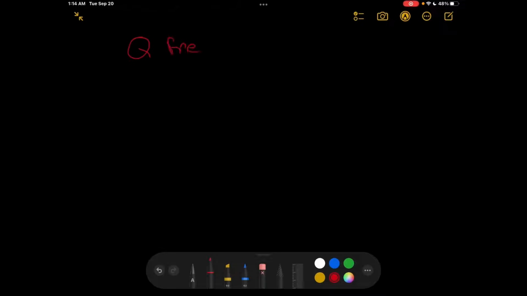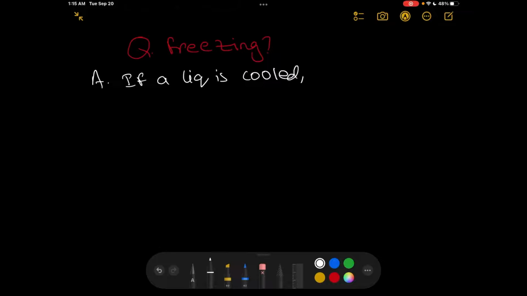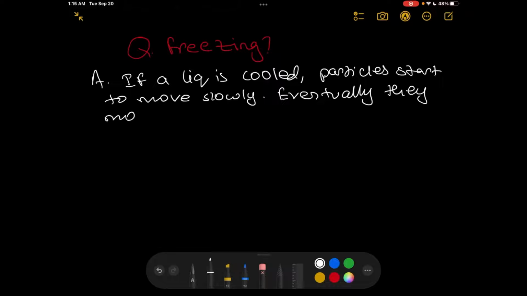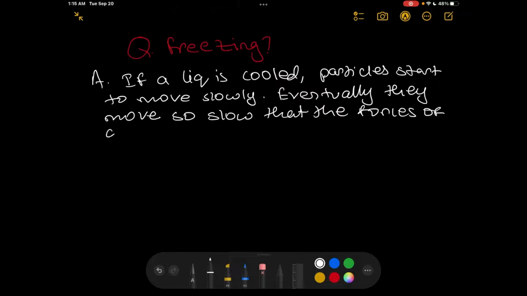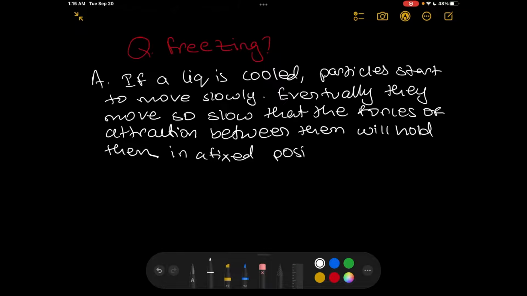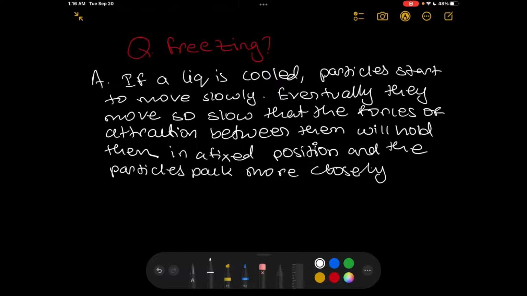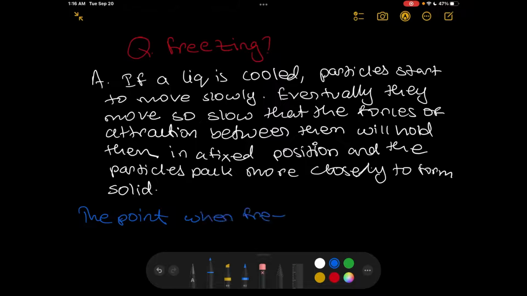Now, what do we mean by freezing? If a liquid is cooled, particles start to move slowly. Eventually, they move so slow that the forces of attraction between them will hold them in a fixed position, and the particles pack more closely to form solids. The point where this happens is known as the freezing point.